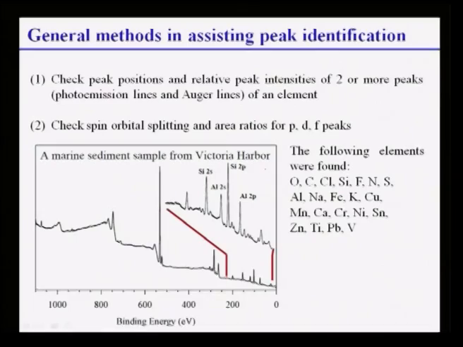First is to check the peak positions and relative intensities of two or more peaks, both in the case of XPS and Auger lines of an element. Also check the spin orbital splitting and the area ratios of the peaks. First thing is the peak position and relative peak intensities of two or more peaks, that is what you should do. Second thing is the spin orbital splitting or area ratios.